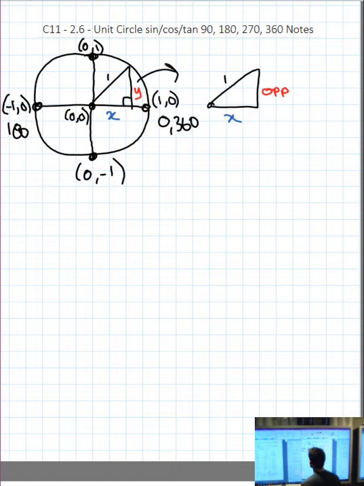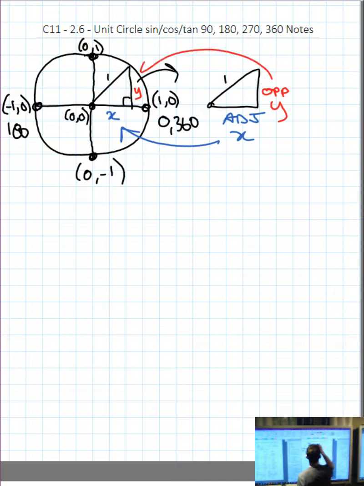Interesting, okay. So we got our triangle in the graph. We've got our triangle off to the right. Oh, excuse me. Erase x and say adjacent, ADJ. We know the adjacent is x. I wrote it again. Whatever. We know the opposite is y from the diagram that we've been talking about. The y value and the x value of the diagram.